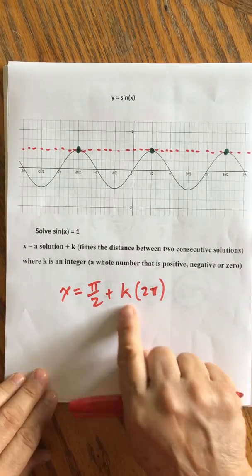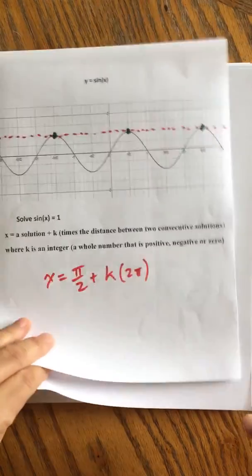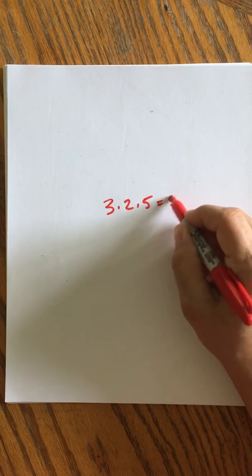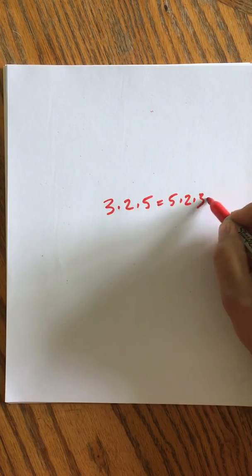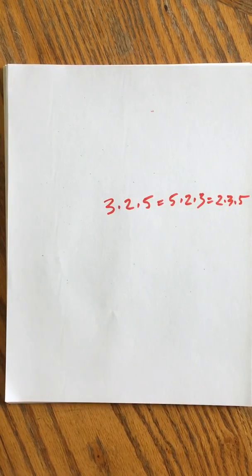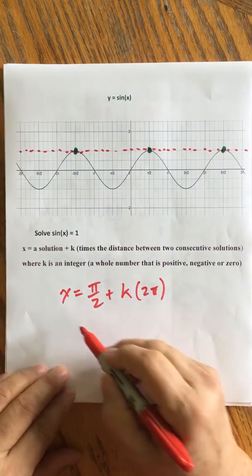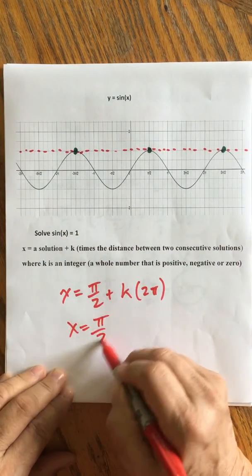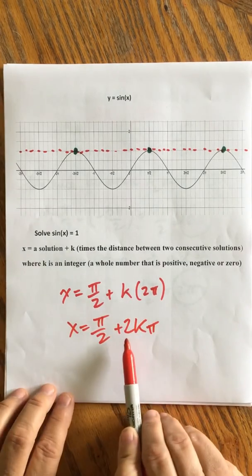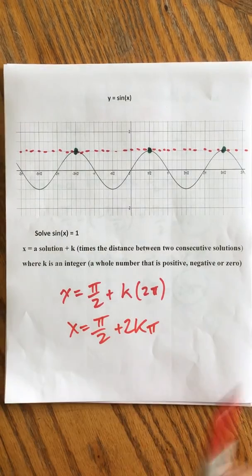So remember, these are just being multiplied, right? In the same way that I can say 3 times 2 times 5 is the same thing as 5 times 2 times 3 is the same thing as 2 times 3 times 5, right? It doesn't matter the order in which I multiply those. What I can do here is say x equals pi over 2 plus 2k pi, right? I'm just multiplying these. So that's the order they seem to like to see it in, where the k's in the middle, all right?